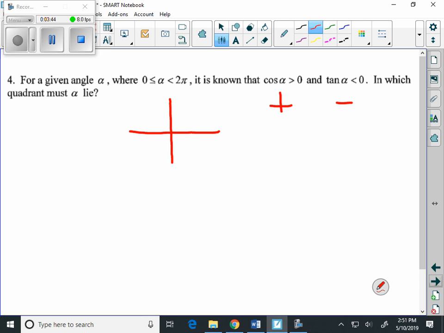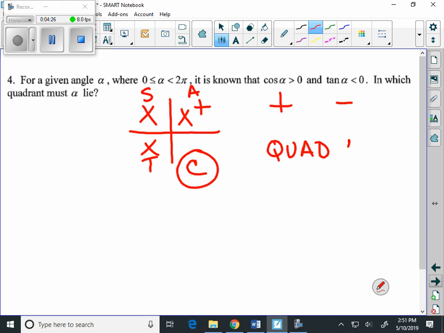So in the first quadrant, all of our functions are positive, so it's not going to be an answer in the first quadrant. In the second quadrant, cosine, because this is All Students Take Calculus, cosine is not positive, so it's not going to be this one. Third quadrant, tangent's positive, so it's not going to be that one, because we say tangent of alpha is less than 0. But in the fourth quadrant, it is going to work for us here, because cosine will be positive in that quadrant, and tangent will be negative in that quadrant. So our answer to this one is quadrant 4.